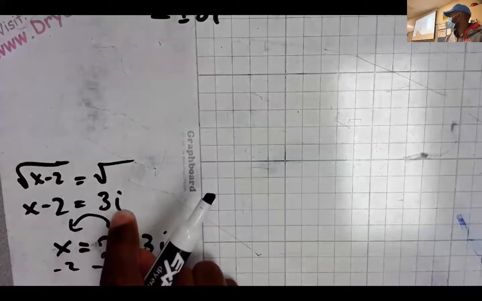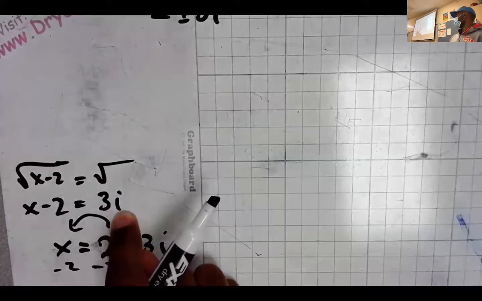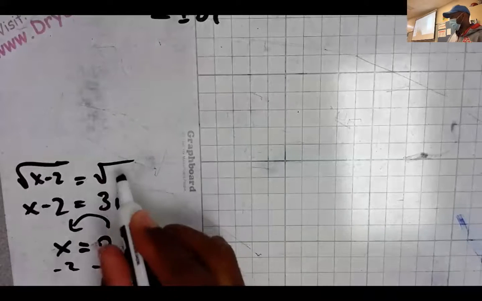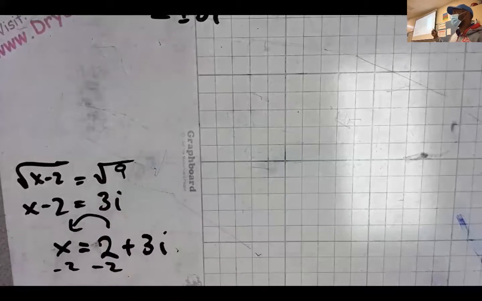What do you guys think I square rooted to get that? What would I have to take the square root of to get 3? First of all, what would I have to take the square root of to get 3? 9. But if it's an i, what else was the number?